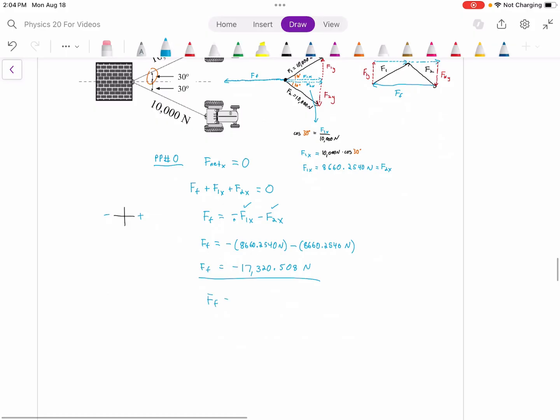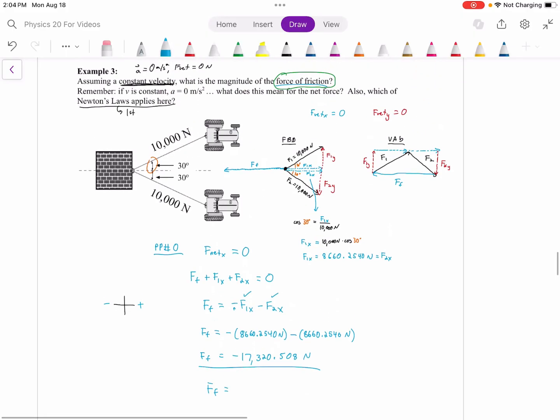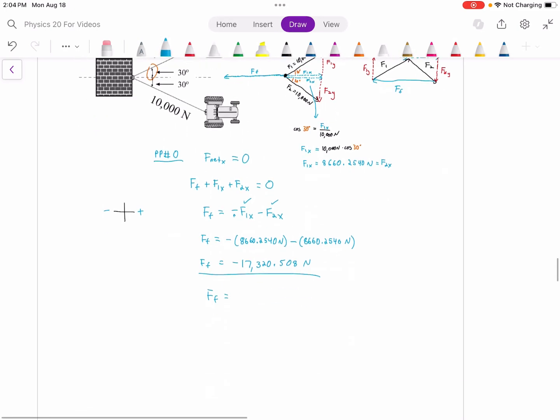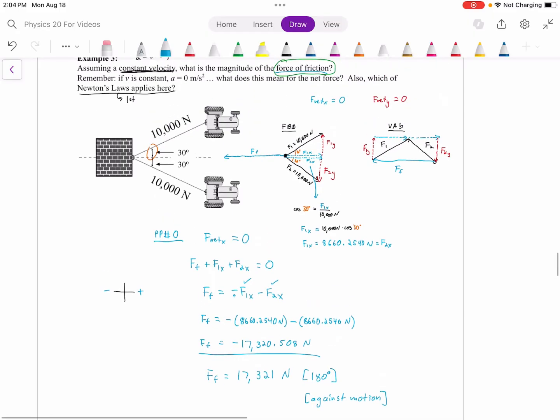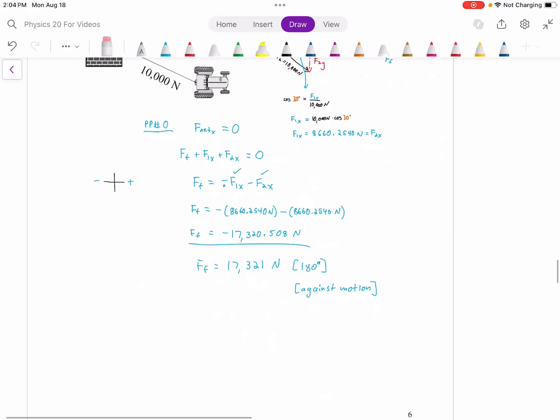Our force of friction is going to be, and I get 5 significant digits here because I used the 10,000 newtons, and that's the only number I really needed here besides the angle. So 17,321 newtons. And for direction, we could say, 180 degrees based on how we've drawn it. Or we could even just say, it's okay to say directions like against motion, right? Be descriptive. Okay, I wouldn't say something like west because you don't actually know if that's west, right? How it was drawn. But there we go.